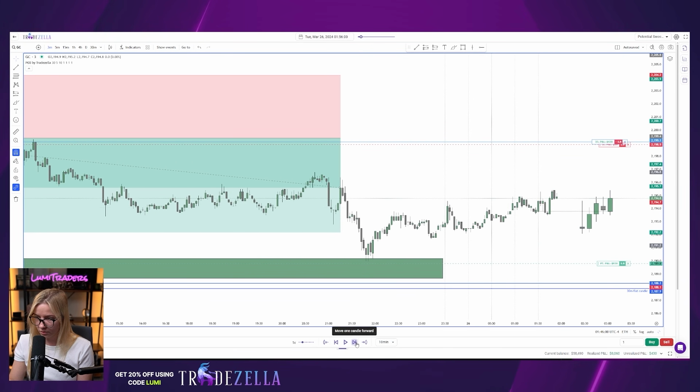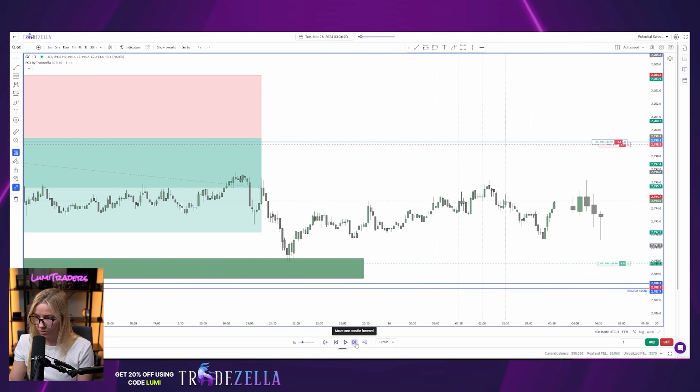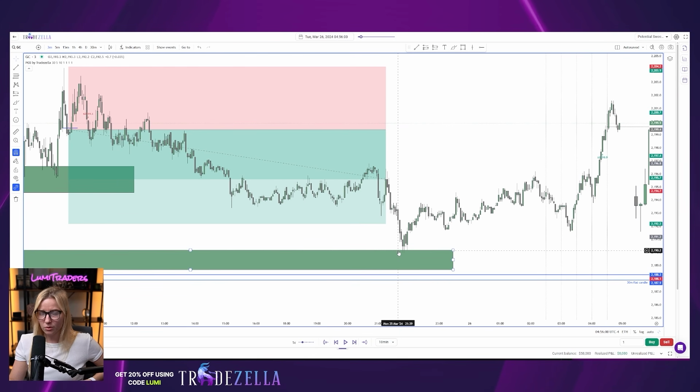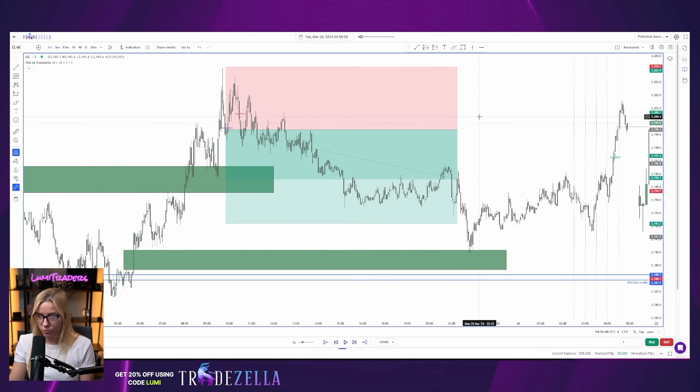I'm going to make this faster because it's impossible to watch this. Yeah, here's the break even, but once again, we hit 15-minute fair value gap. We could close this trade. It's already played out. So amazing. So perfect trade.